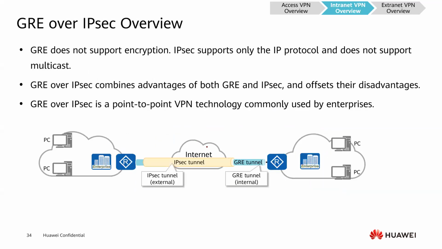GRE does not support encryption. It's not secure. So most of the time GRE will be used with an IPsec tunnel, as GRE over IPsec. Inside it is the GRE packet, and outside it is the IPsec packet. So when the packet is transmitted in the internet, all the packets will be protected by IPsec, and when it reaches the enterprise, they do not need IPsec anymore, so they can just forward it in.